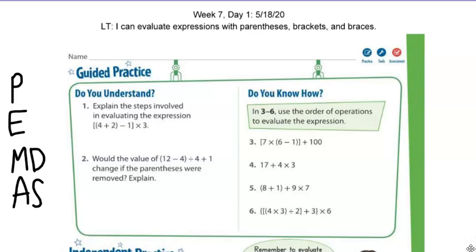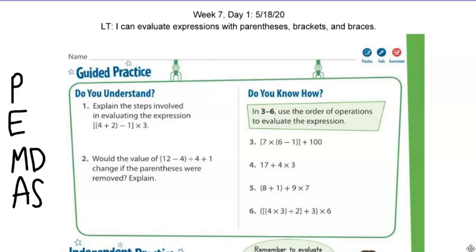Hi, ladies. It is week 7, day 1, and we are looking at pages 46 and 47 today for our lesson. It is May 18th, and our learning target today is I can evaluate expressions with parentheses, brackets, and braces.